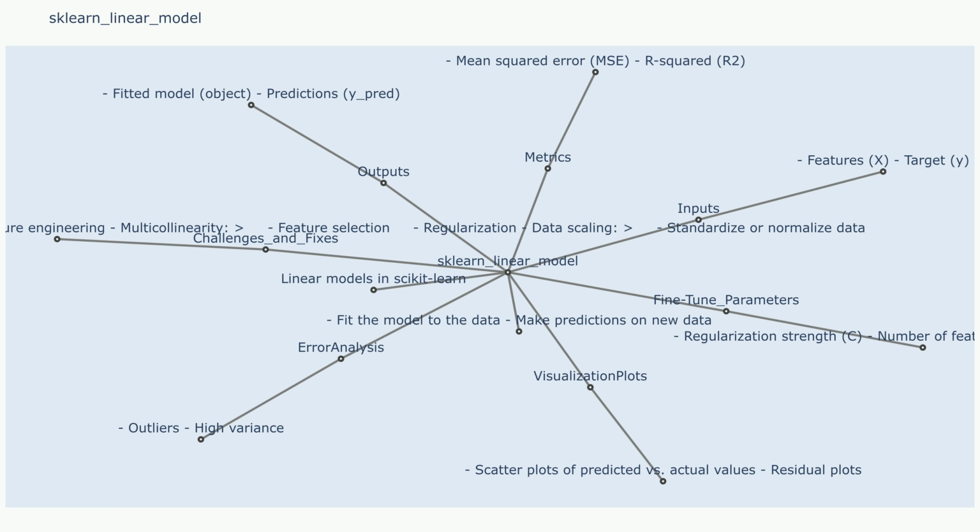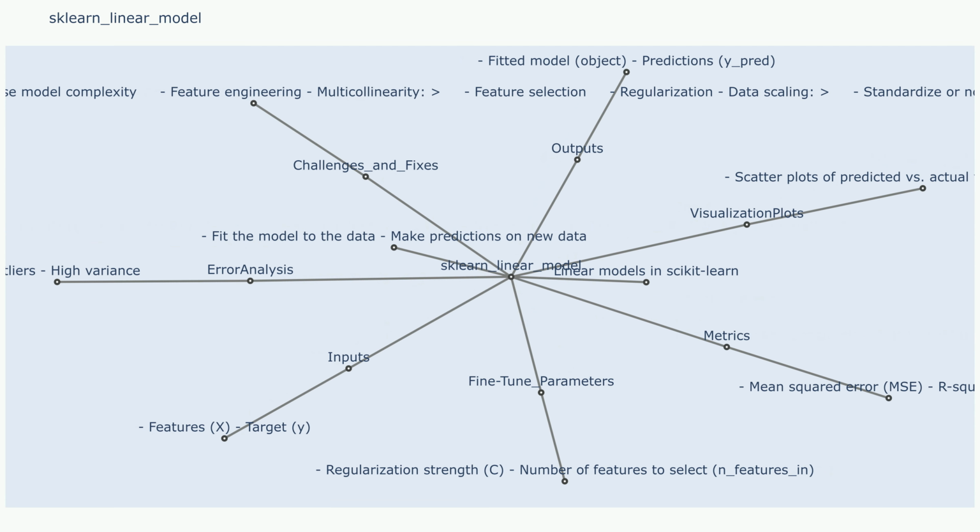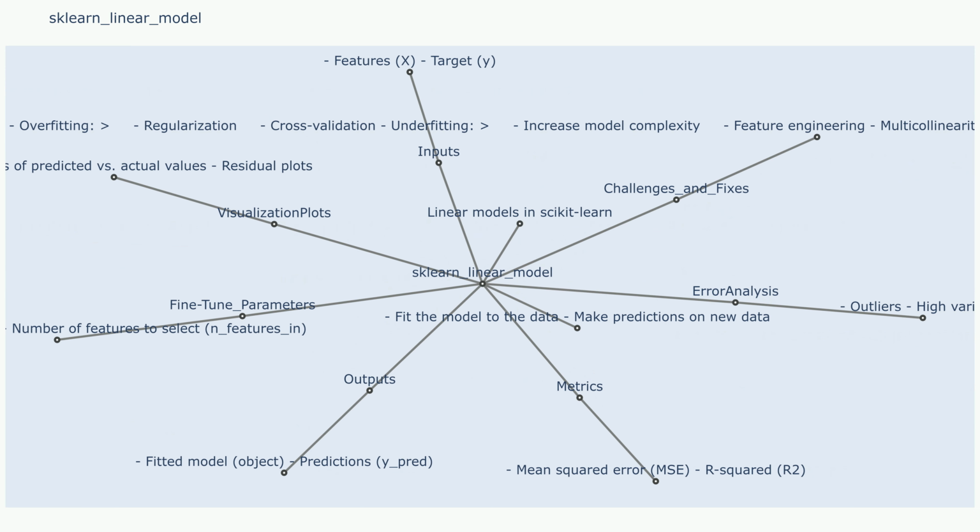sklearn.linear_model. Description. The sklearn.linear_model module in scikit-learn provides a collection of linear models for regression and classification. Linear models are a powerful and widely used class of machine learning algorithms, known for their interpretability and efficiency. Inputs. X: a 2D array representing the feature matrix, where each row represents a data point and each column represents a feature. Y: a 1D array representing the target variable for regression or classification problems.